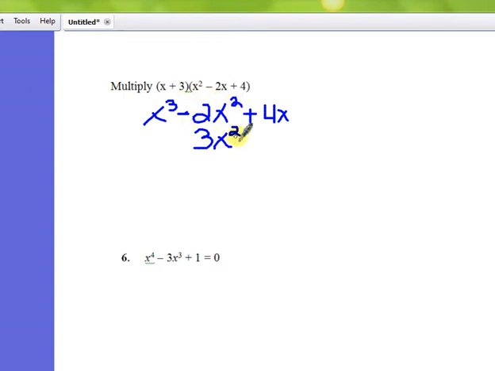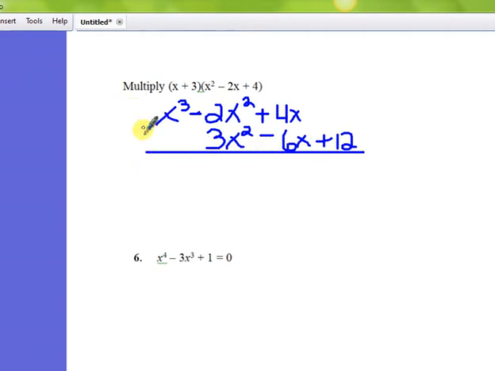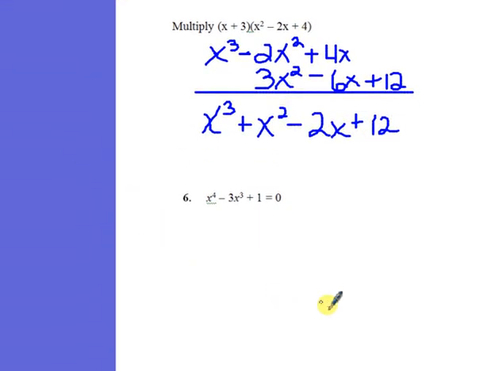3 times negative 2x is minus 6x. Again, you're going to see that I'm going to line these x's up underneath each other. And then 3 times 4 is 12. Since 12 is a constant, it doesn't have anything above it to add, so I'm just going to put it right there. Next, I'm going to combine like terms, and my final answer will be x cubed plus x squared minus 2x plus 12. And that's your answer.